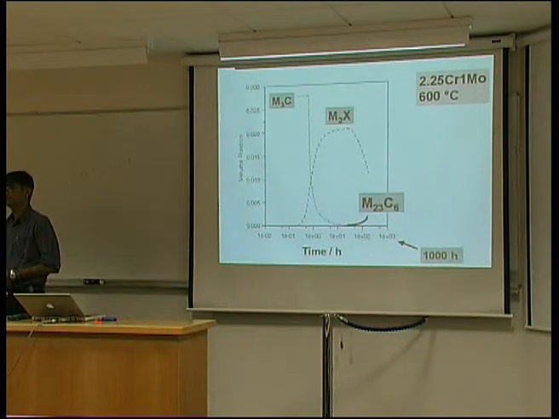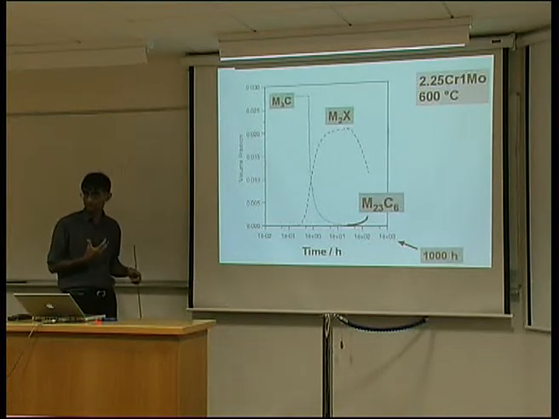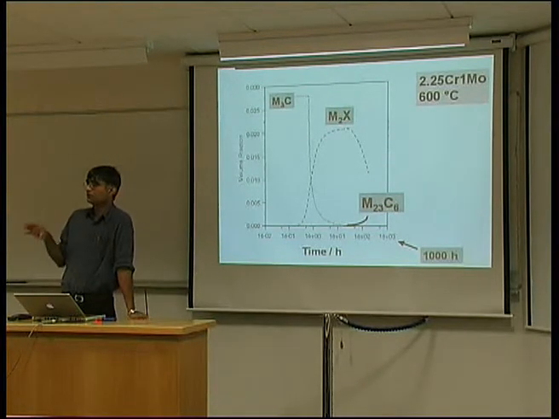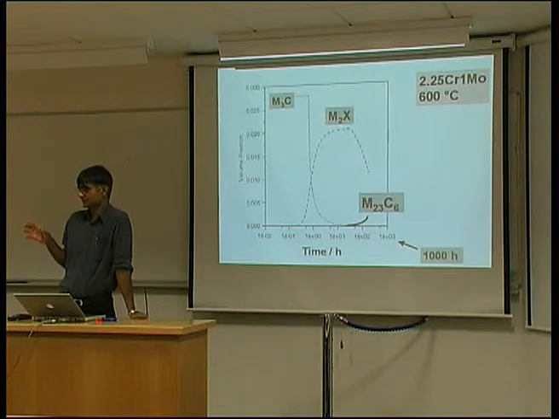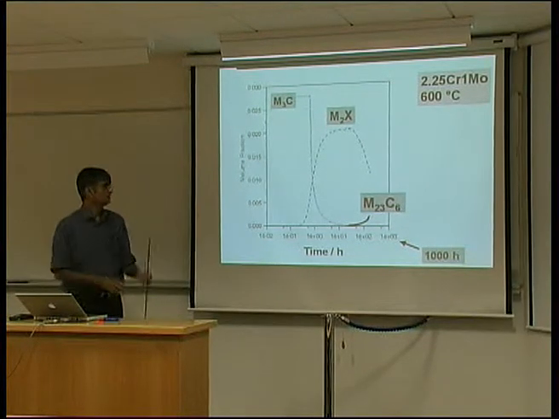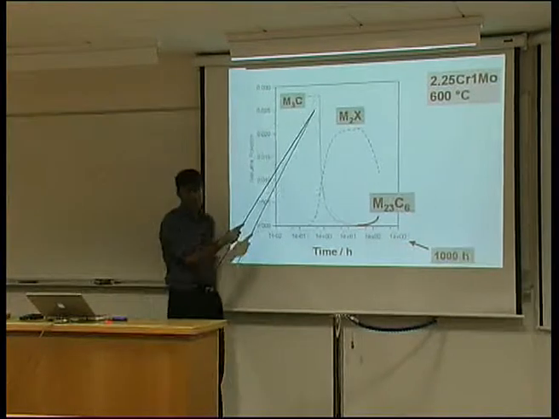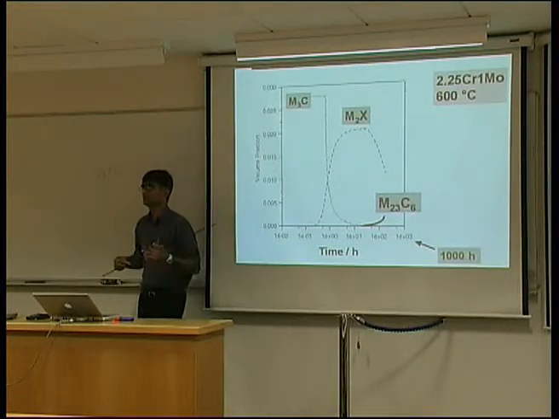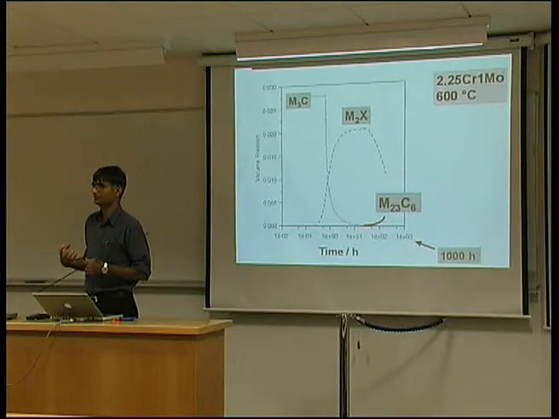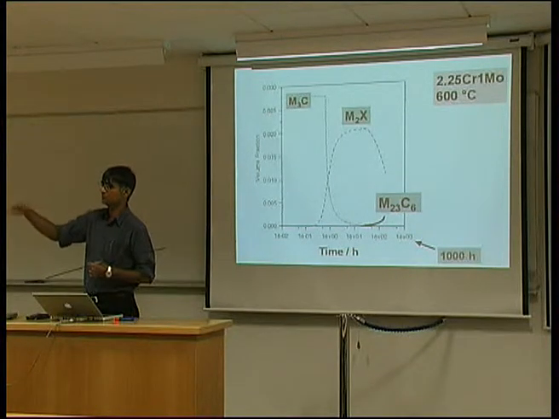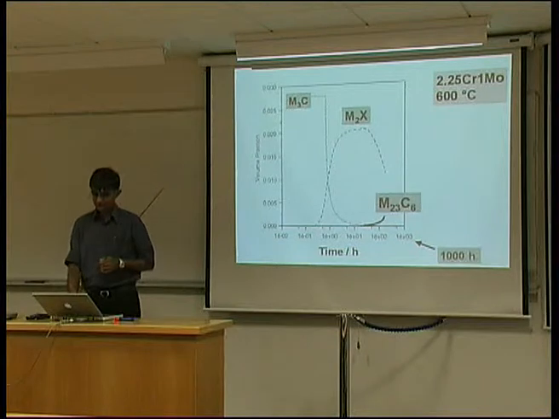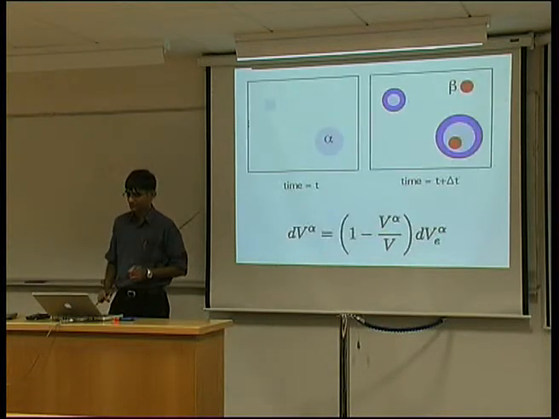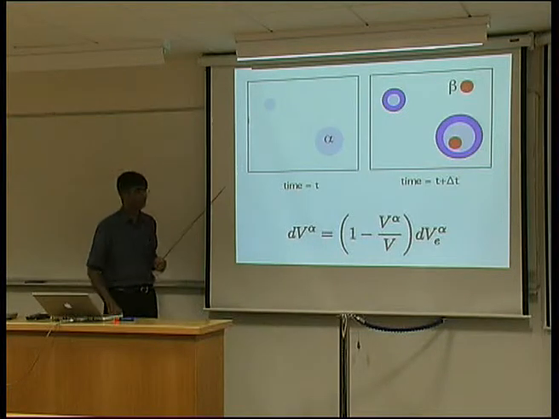So let's think about how we could improve Avrami theory so that it deals with multiple reactions, simultaneous transformations, so that the point where this particle starts to dissolve is a natural consequence of the calculation, not a fitting parameter. And then we can predict a whole sequence of reactions. So does everybody understand the problem? Okay. Right, so we go back to this diagram.